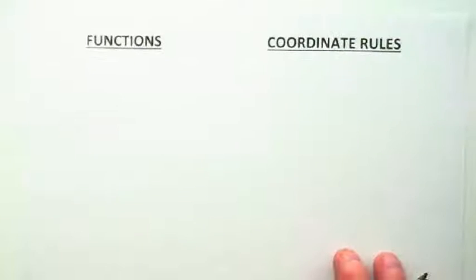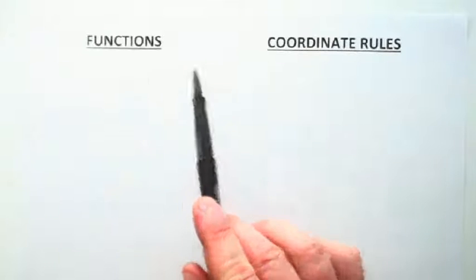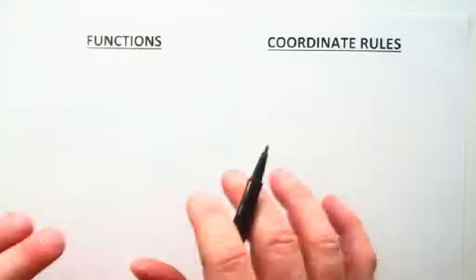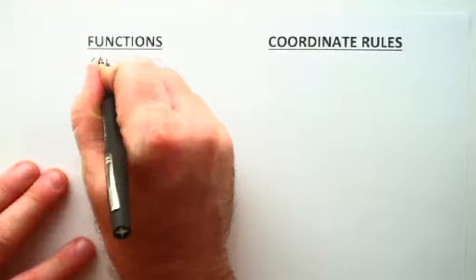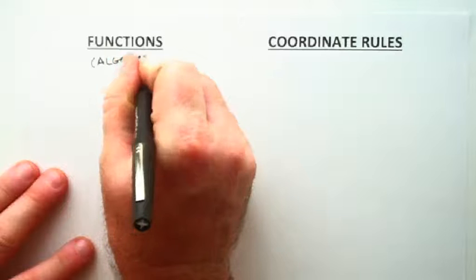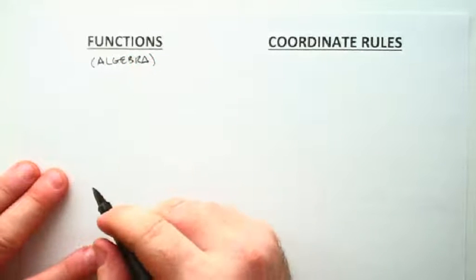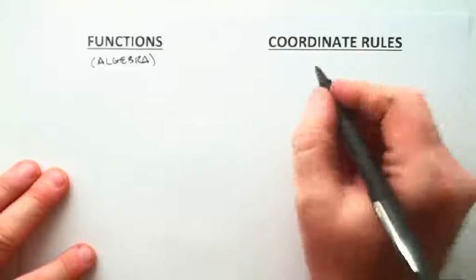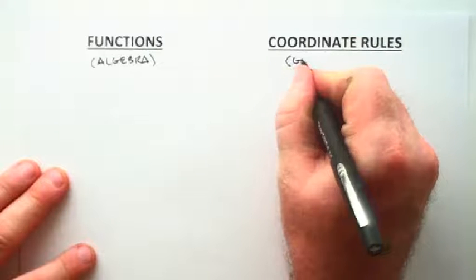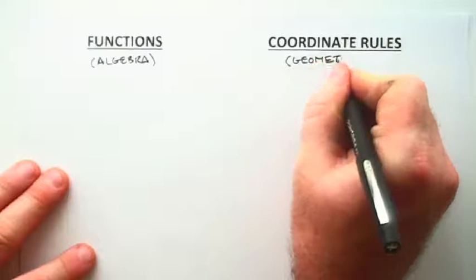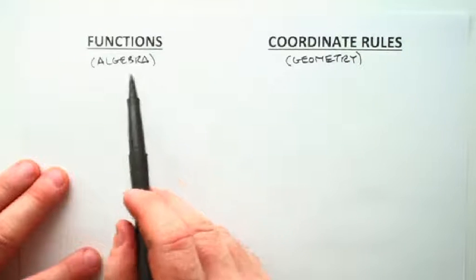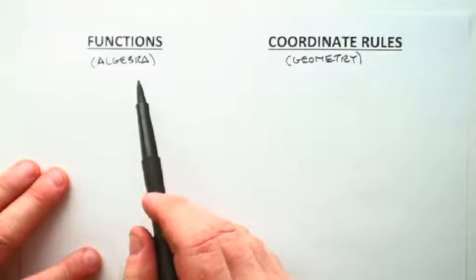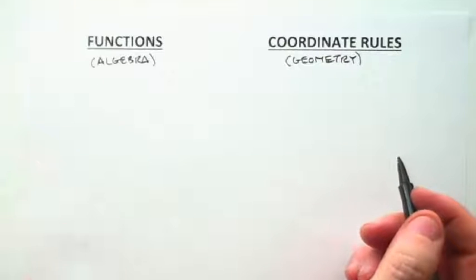Alright, first thing I want to do with you a little bit is talk to you about a word that you should know and a new word that you should learn. The first one is function or functions. This one you know from algebra, and it should be somewhat familiar to you. This one over here, coordinate rule or coordinate rules, is one that we're going to learn and use quite a bit in the world of geometry. The idea about today's lesson is that what we know and understand about functions should help us with coordinates.